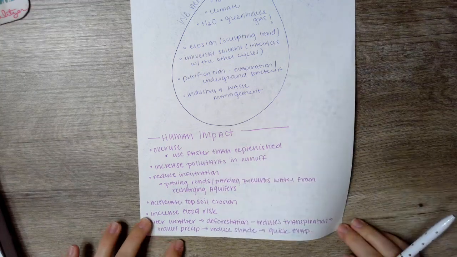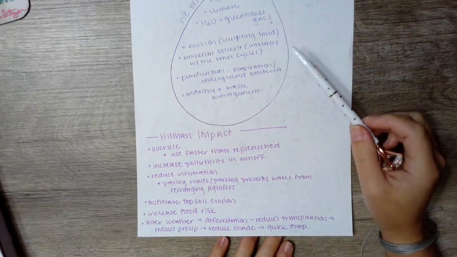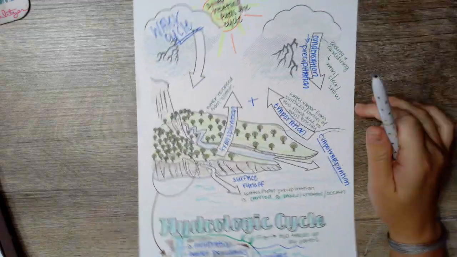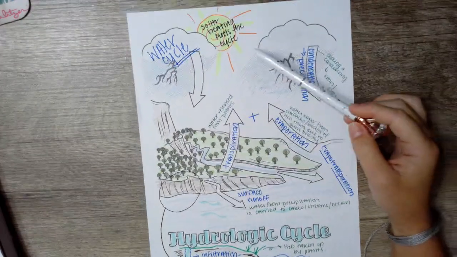So here we are, water cycle. Human impacts, we've got to have water to live. And this is how it all works. One big cycle powered by the sun.